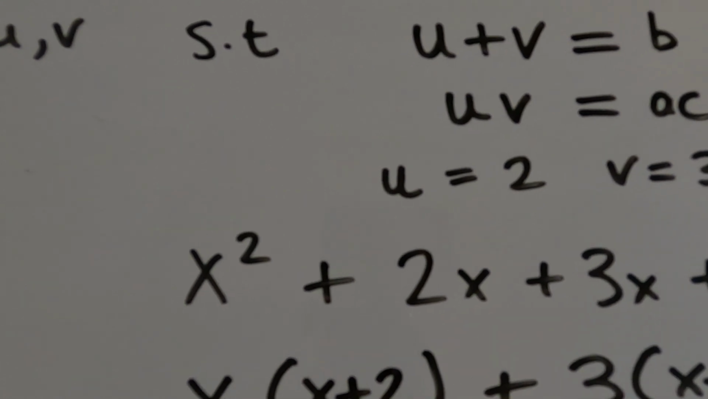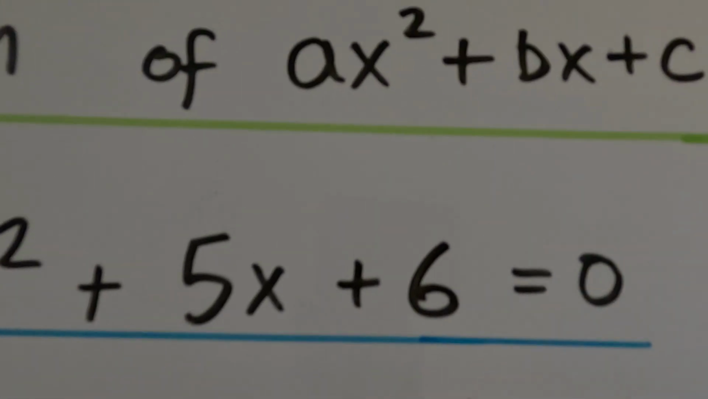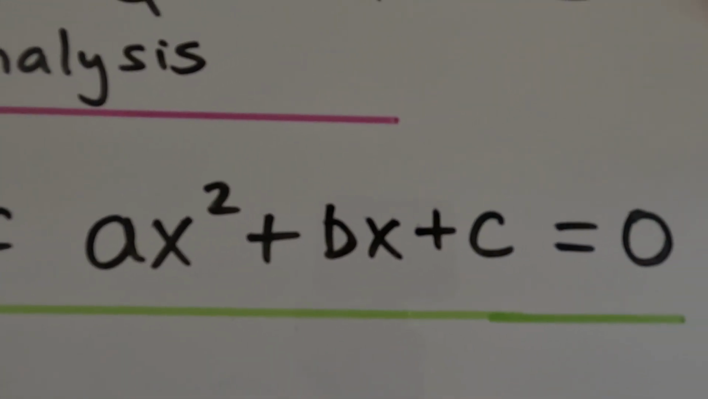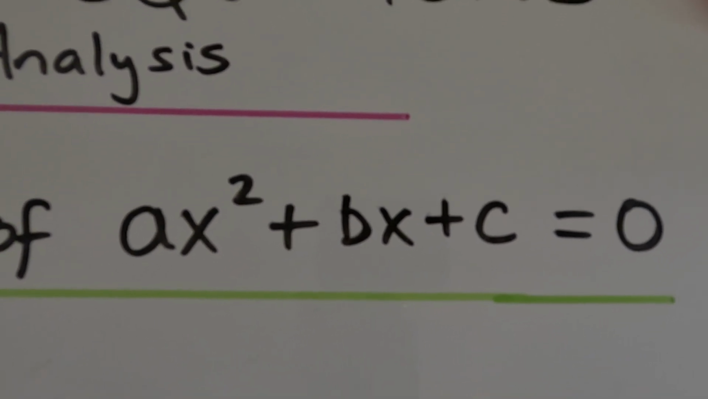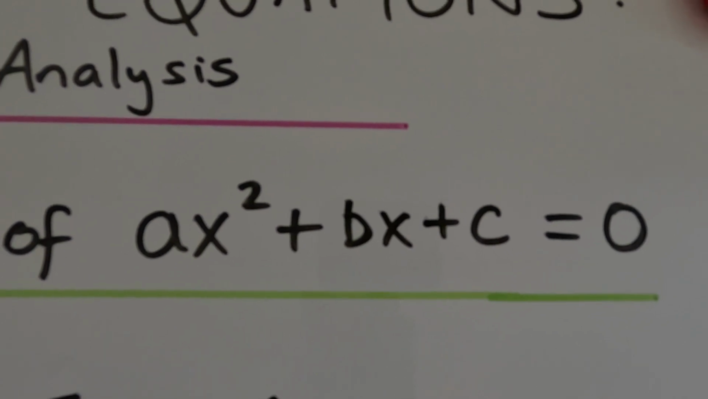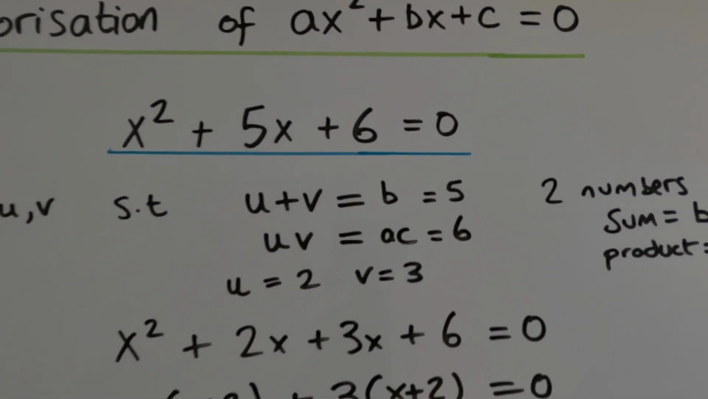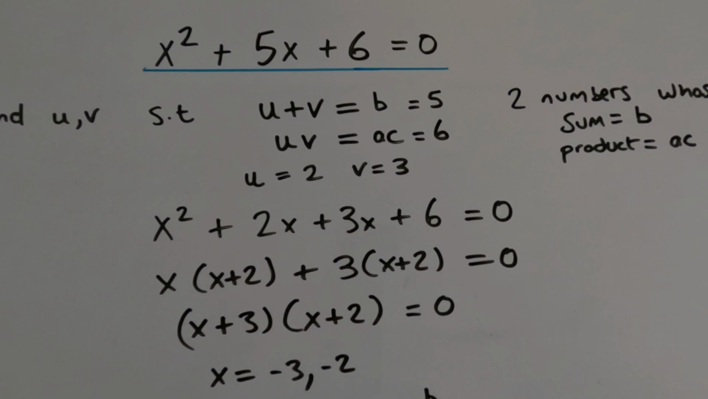a is 1 here, that's why I didn't say a. But in general, if you look at the general form, ax squared plus bx plus c equals 0, that will become ax squared plus ux plus vx plus c equals 0. But we're going to look at that in a little second. I'm going to do a general proof of all of this.